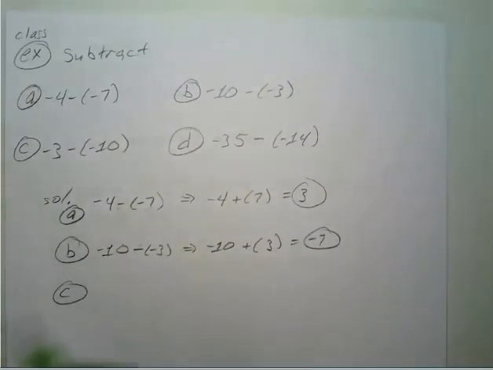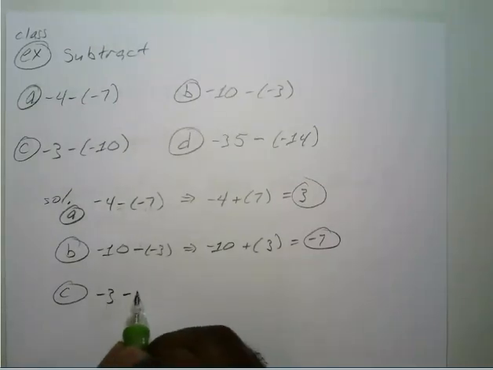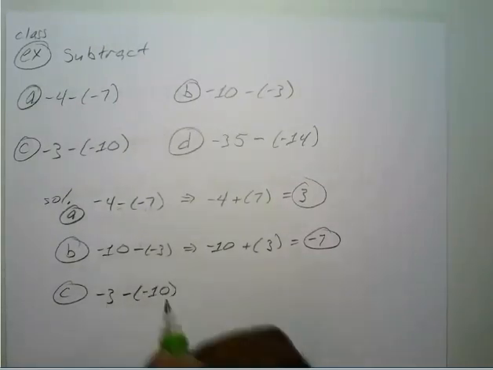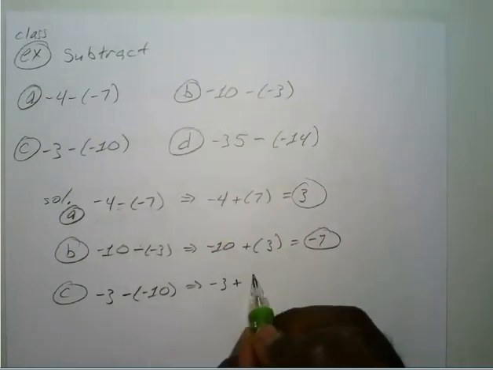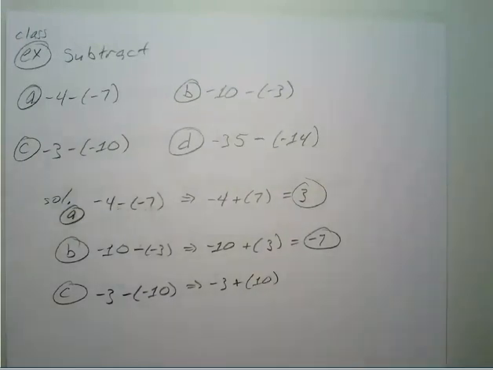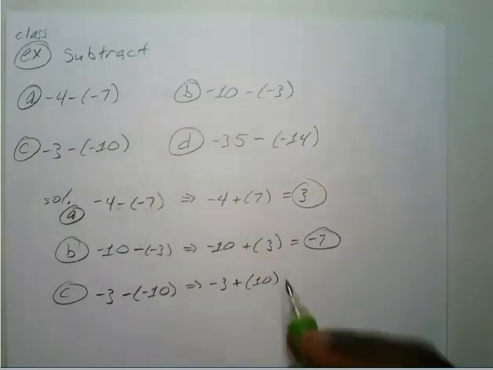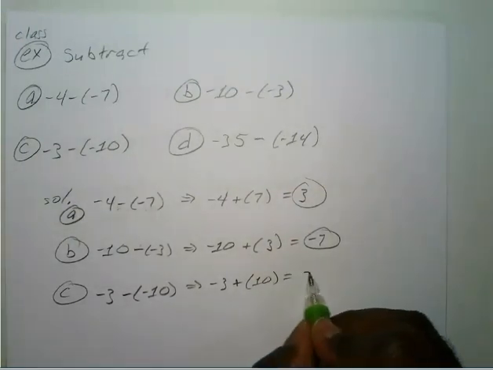which is negative 7. So for C, negative 3 minus negative 10, you write down the first value, that minus changes to plus, and to the immediate right, that negative 10 will change to positive 10, which is going to equal positive 7.